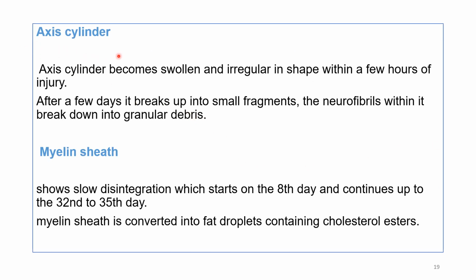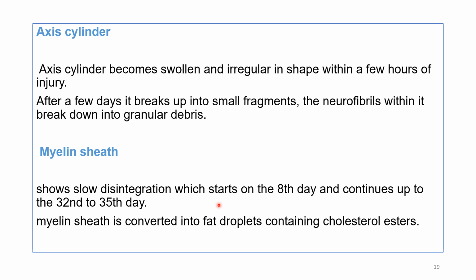First, coming to the axis cylinder. The axis cylinder becomes swollen and irregular in shape within a few hours of the injury. After a few days, it breaks up into small fragments. The neurofibrils within it break down into granular debris. So what happens to the axis cylinder, that is the axon? It will swell and become irregular in shape, and the neurofibrils present in the axis cylinder will be broken down and form debris. Then coming to the next part, that is the myelin sheath.